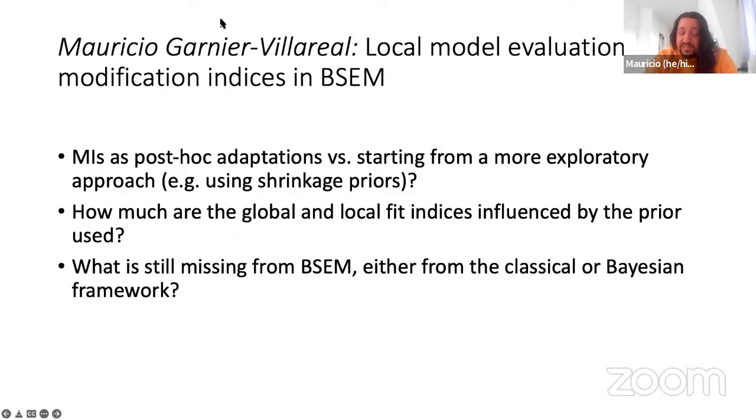The prior effects, that's a good question. I think that Sonja and Sara De Pauli just got a paper on the effect on the overall fit indices, right? By the way, I couldn't find it. If you can email it to me, I will appreciate it.